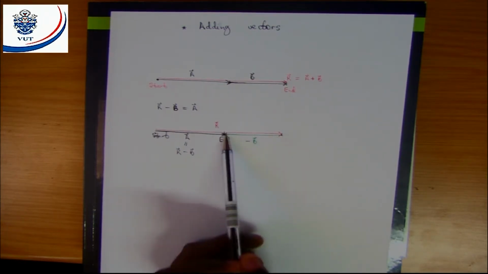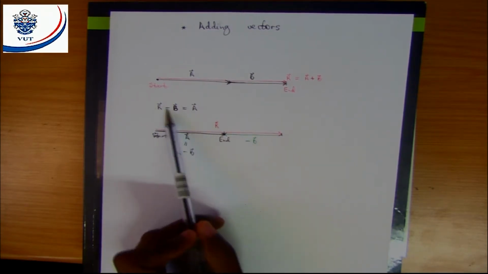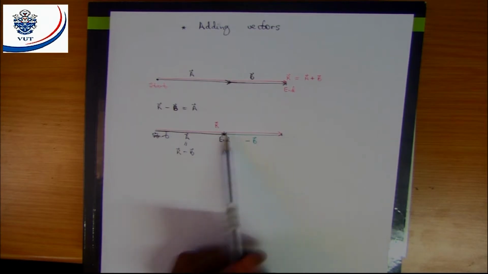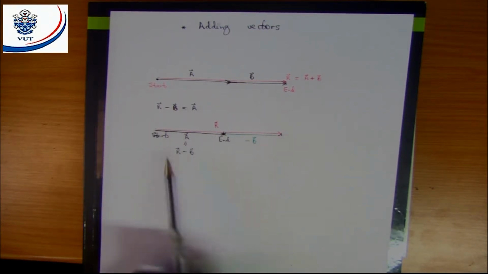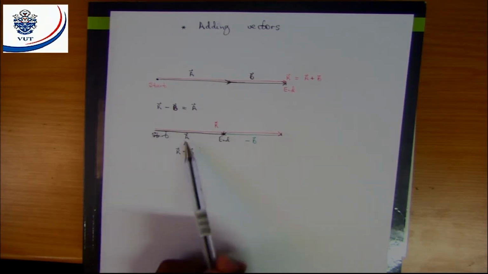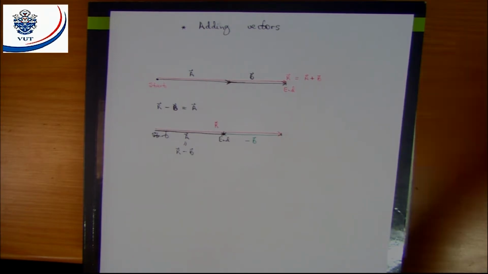That's minus B. So we add to R minus B, which is the same as subtracting B. And the result was we started at A and we end at B, which is our vector A. So that's R minus B equals A. Okay, so that's how we add vectors.